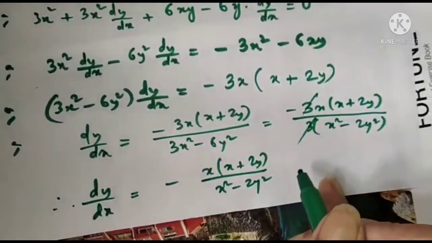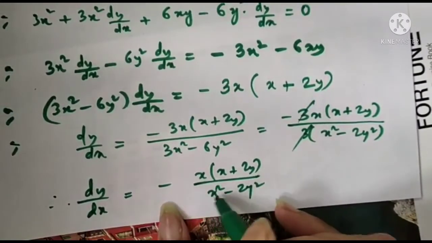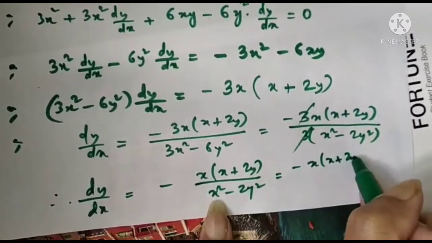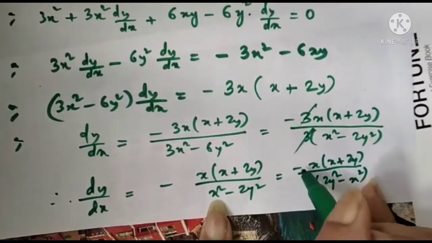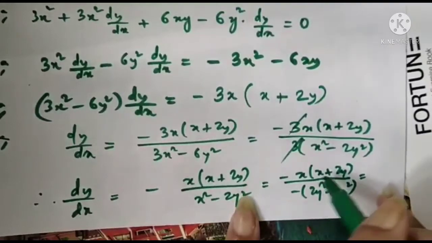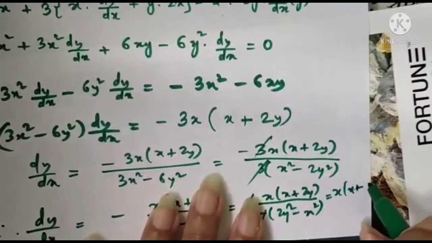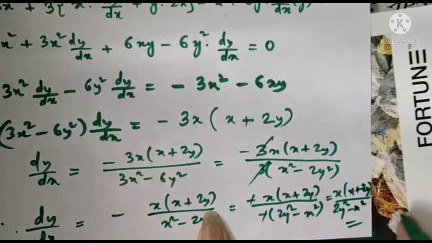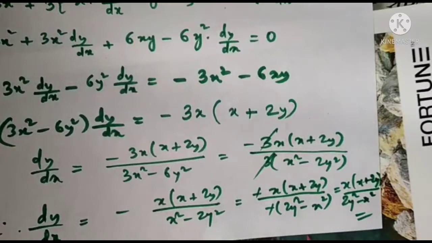Okay, if you don't want the minus sign over here, what you can do is multiply the minus with a plus sign. The numerator's minus can be taken out common. So it could be minus x into x plus 2y divided by minus 2y square upon minus x square. So this minus minus gets cancelled. You have x into x plus 2y divided by 2y square minus x square. This should be your answer. So dy by dx is this much. Got it? This is how you find the derivatives of implicit functions.